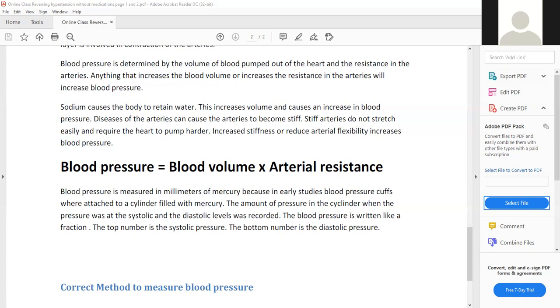Other things that'll bump up your blood pressure, licorice. Now, I love licorice candy, but I don't eat it because if I do, I just have 1 piece. If you have lots of it, it's known to elevate your blood pressure.